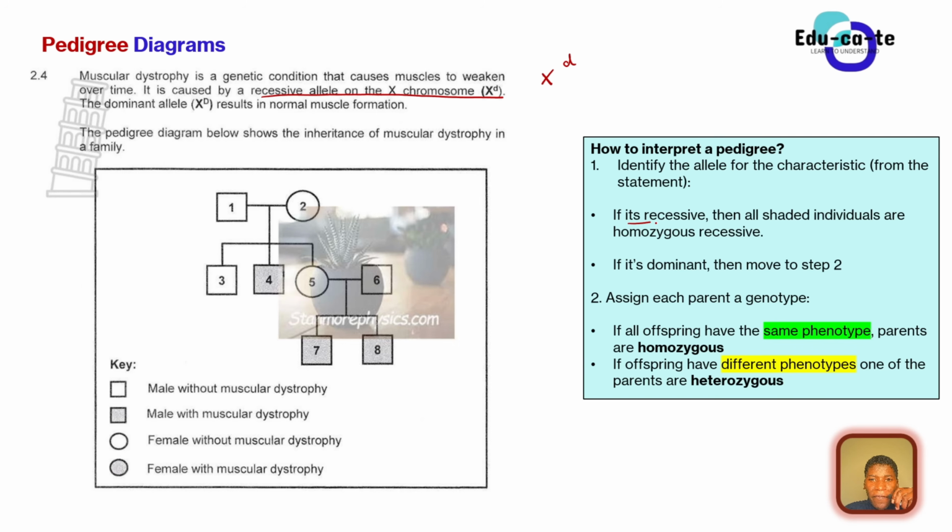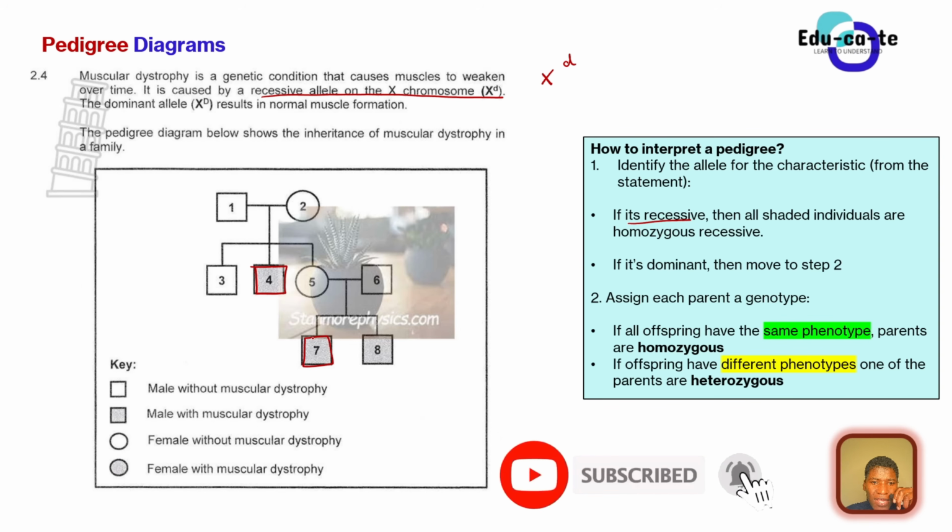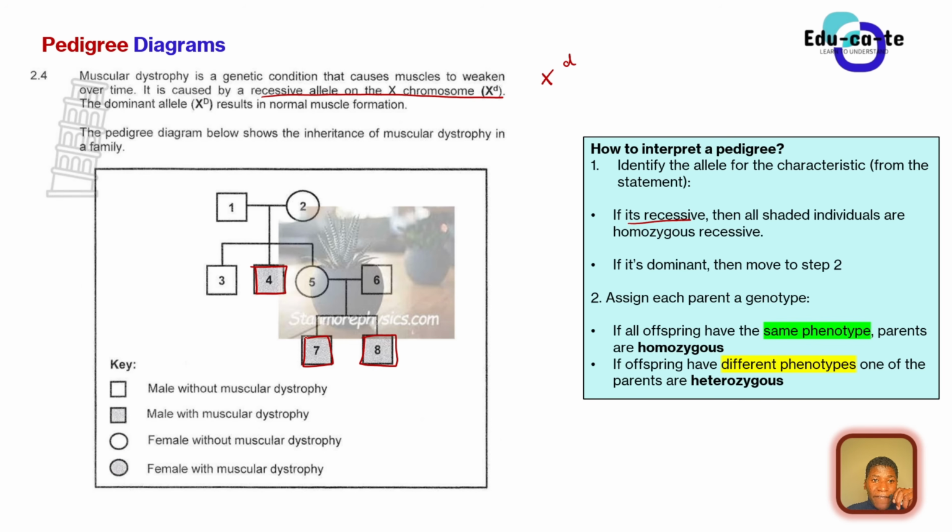If it's recessive, remember the first step I said, then all shaded individuals will be homozygous recessive. In this case, I'm not sure if you can see it, but individual 4 is a shaded male, individual 7 is a shaded male, and individual 8 is a shaded male. So it means that they do have the condition. But since this is sex-linked inheritance, you know that we will also put their XY chromosomes.